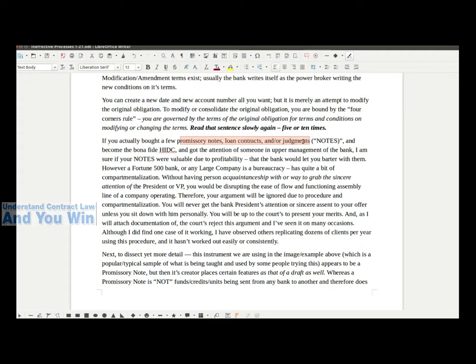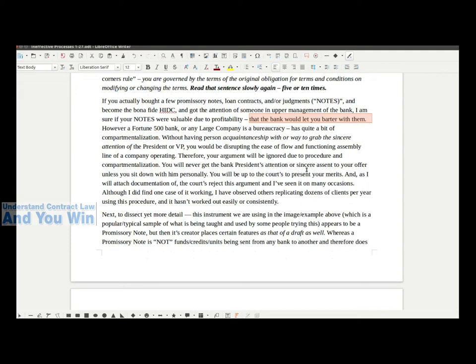So if you own debt through owning commercial paper, being the holder in due course, and become a bona fide holder in due course, and you got the attention of someone in upper management of the bank, then I'm sure if your notes really were valuable and had ongoing revenue streams coming in, then they're profitable, then in a theoretical world, the bank might let you barter with them. But again, they're just trying to run a business and say, next in line, we're trying to service millions of customers here. And it's better that the bank services millions of customers just like with $10 an hour employees processing, opening up envelopes, passing checks on to the treasurer and having them be deposited, or whoever they pass it on to, CFO's department, like manager.